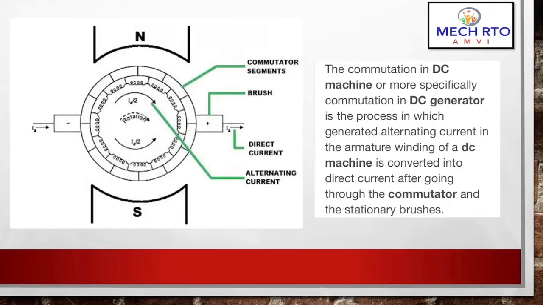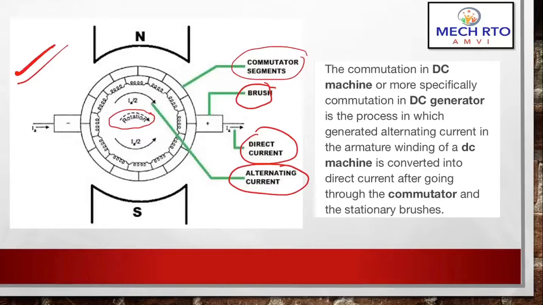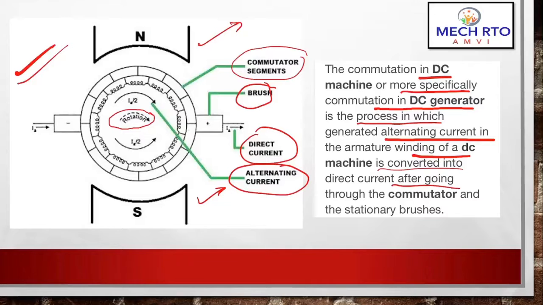So as you can see here, this is the schematic diagram of a commutator. This is basically an alternator. It is rotating, and there is a brush, there is a commutator segment, and this is for direct current, this is for alternating current, right? It is in between the north and south magnetic poles. So commutation in a DC generator is a process in which the alternating current generated in the armature winding of a DC machine is converted into direct current after going through the commutator and the stationary brushes, right?